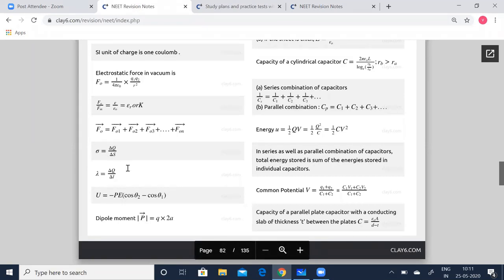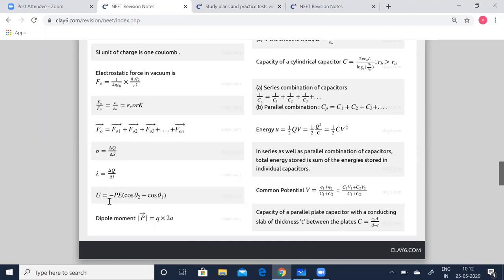Lambda is where delta Q is the rate of change of charge divided by the surface area. Delta S is now going to be the small change in the surface area. And lambda is a linear charge density. It is given by delta Q by delta L, where delta L is now going to be the small change in the measure along the length.